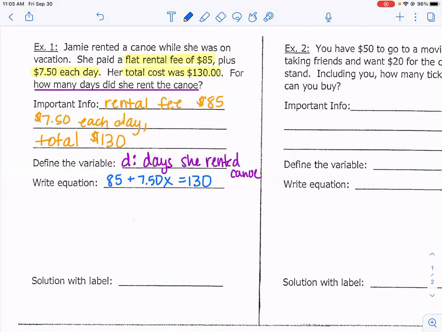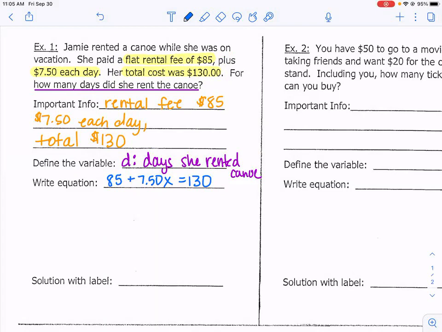Okay, so look at your equation. What questions do you have about how we set it up? I mean addition. But it could be subtraction. You're right. Okay. So let's talk about it again. 130 is my total. So I wrote it on the right side because that's what we need to equal. Okay. 85 was the rental fee. That's not going to change. So it's a number by itself. And then we added our $7.50 per day.